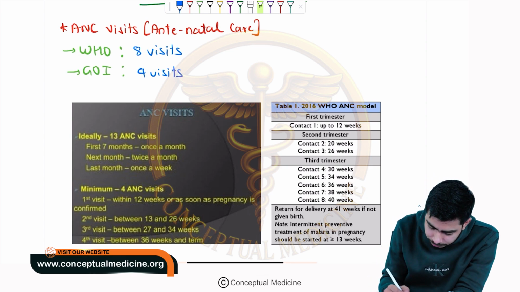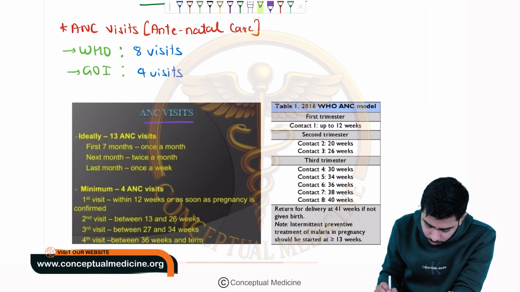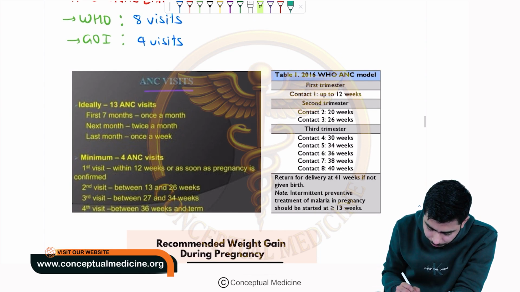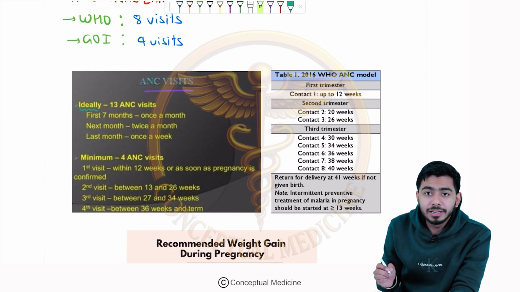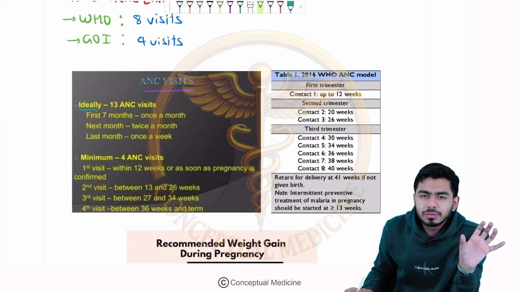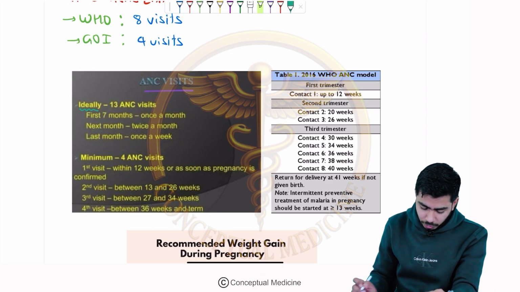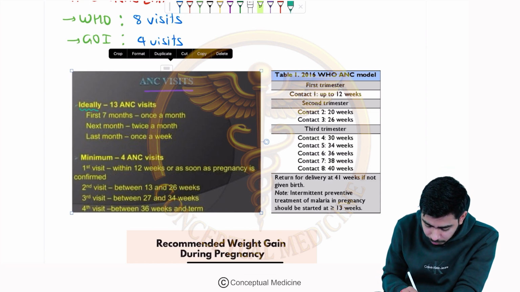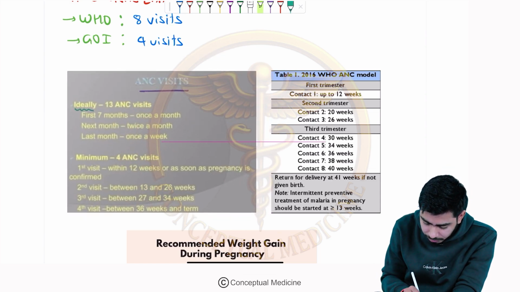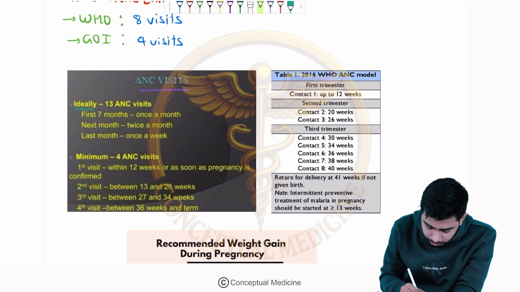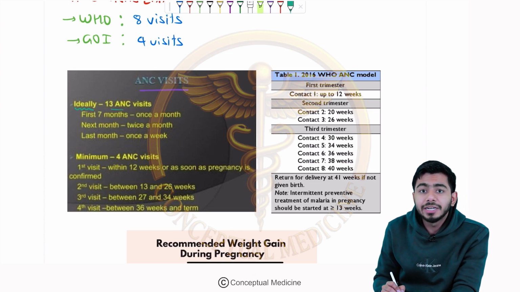Now, look over here, guys. If you talk about the ANC visits over here, we are seeing that ideally, I am talking about ideally. One situation is the ideal situation, right? Now, everything is not ideal. The other situation is minimum. So, if you talk about the ideal situation, there could be 13 ANC visits, antenatal care visits.